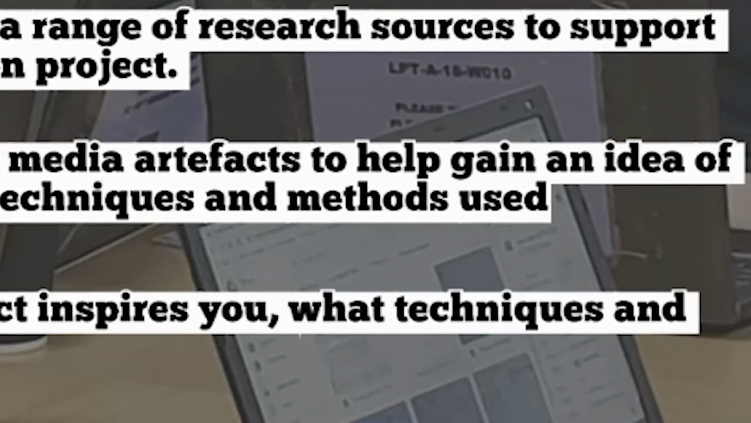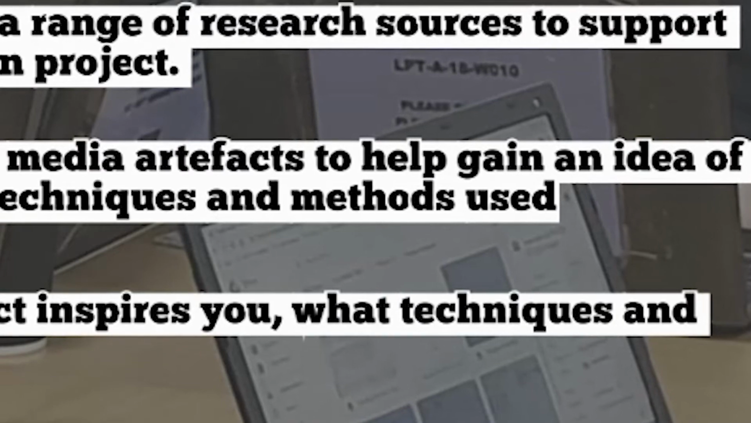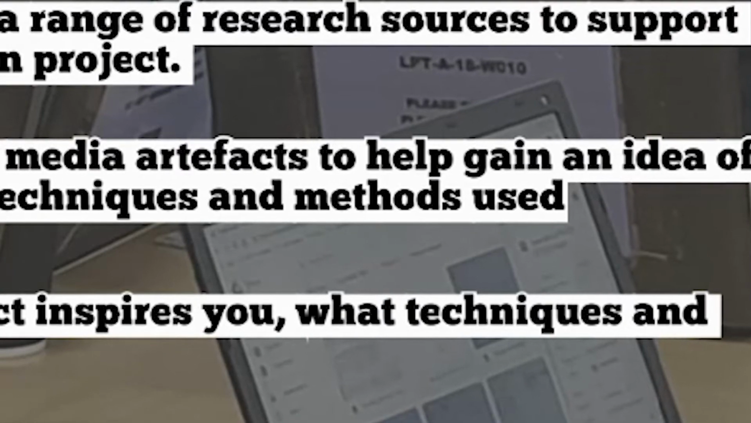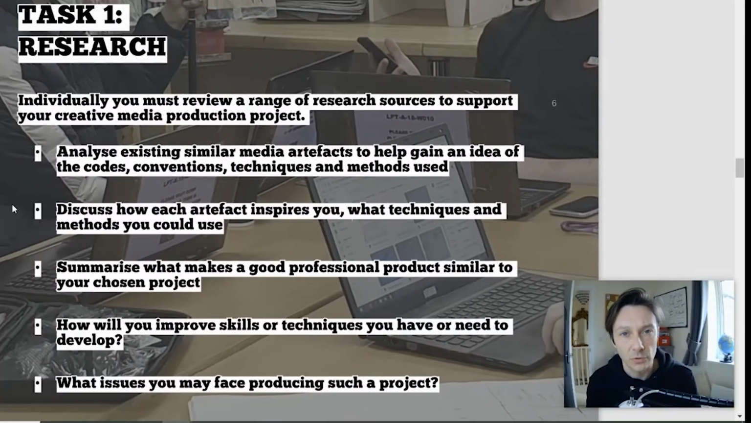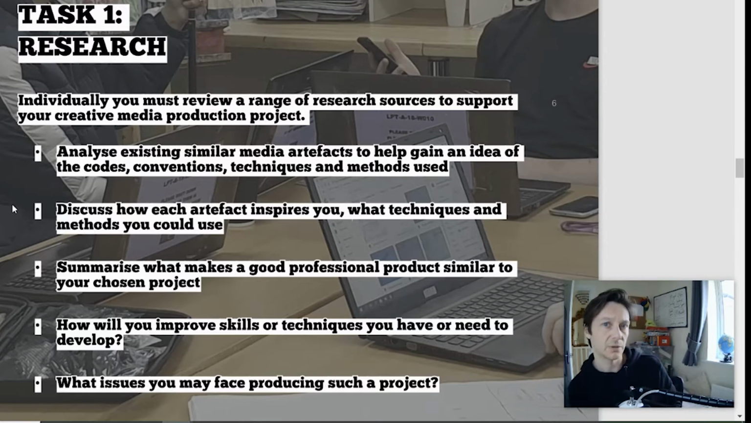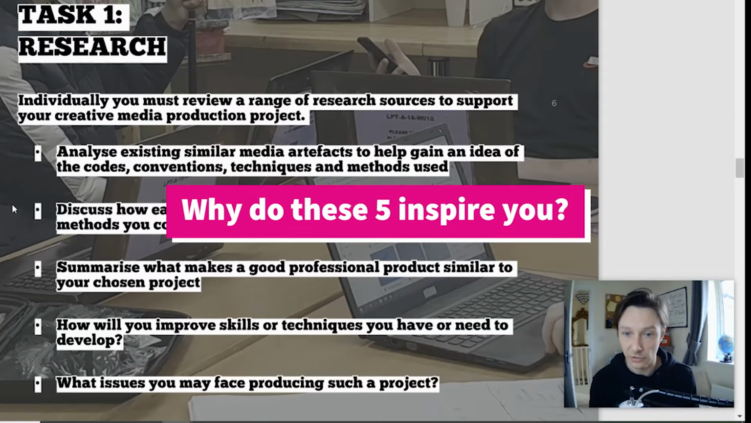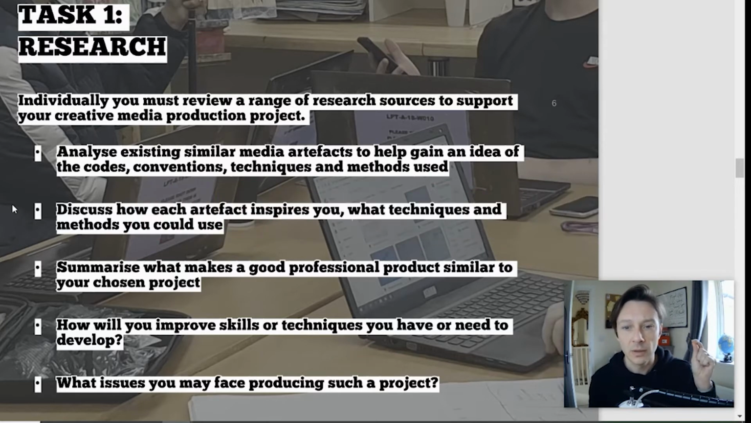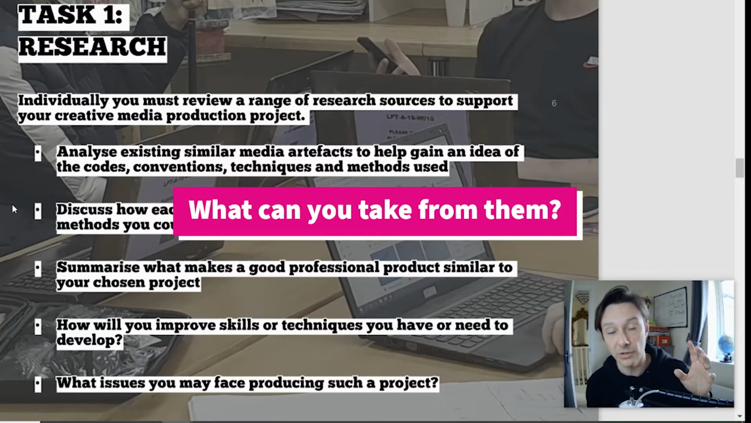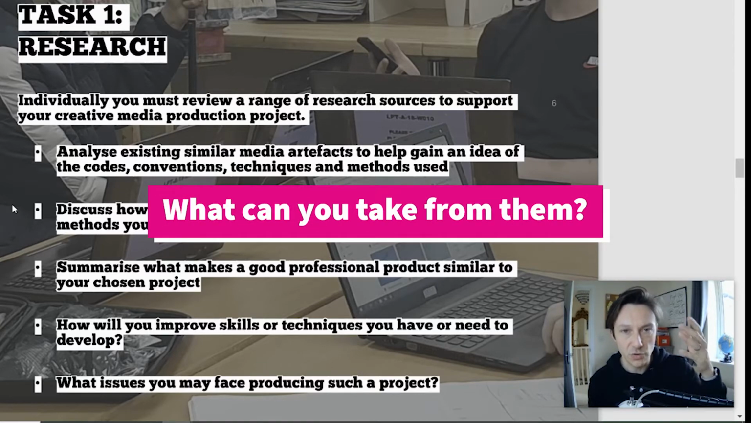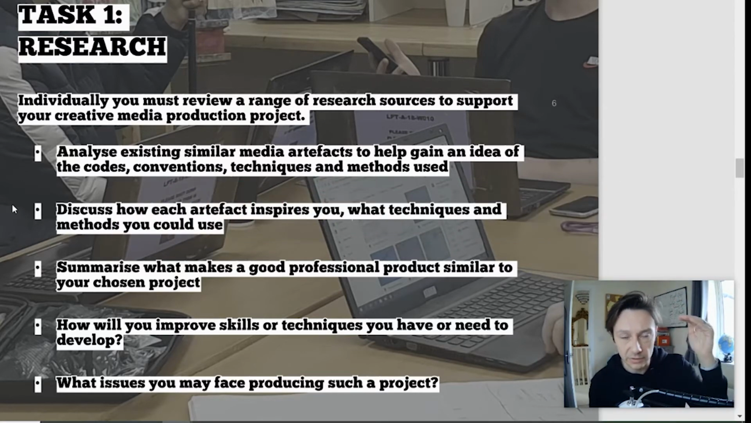Looking at the techniques and methods that great people used helps to inform the way that we can move forward on your final major project to aspire to meet those same standards, those near professional standards. For each of the 5 media artifacts that you select for task 1 research, you need to discuss how each of them inspires you, and more importantly, what techniques and methods you're going to use to emulate and to try and meet those same lofty standards from the 5 examples you have selected.